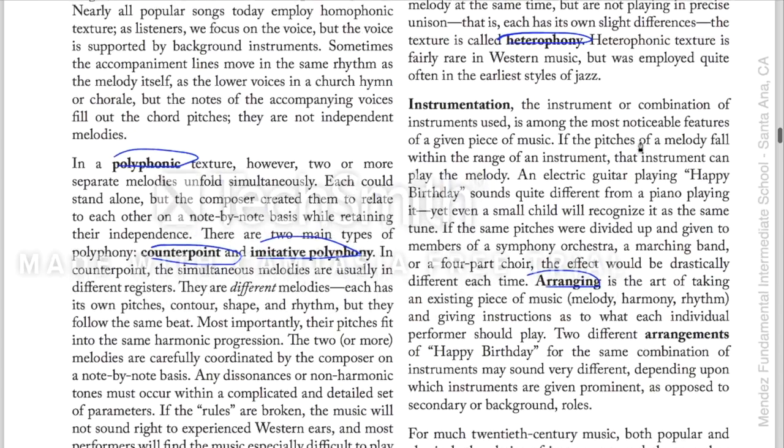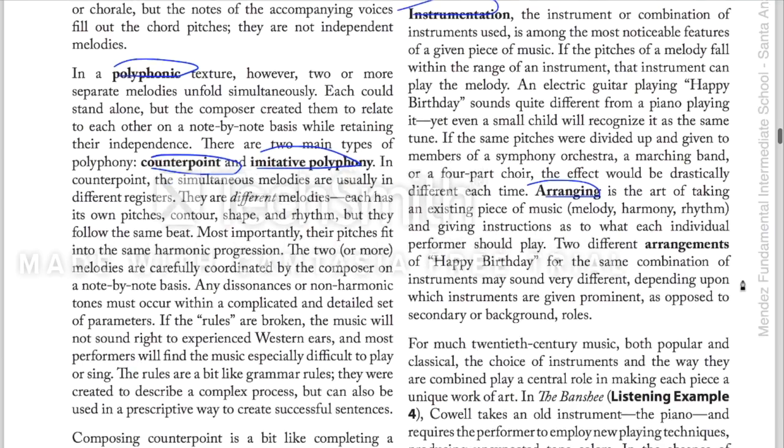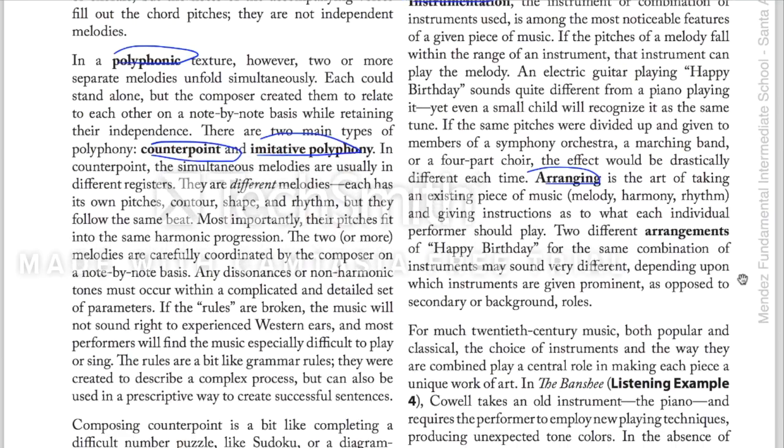Arranging is the art of taking an existing piece of music, melody, harmony, or rhythm, and giving instructions as to what each individual performer should play. Two different arrangements of Happy Birthday for the same combination of instruments may sound very different. So maybe you can have one part being sung and another part being played by a violin, and then one part being played by everyone together, and another part with more of an emphasis on the drums, and then another part with no drums, right? So that's the arrangement. It's arranging which individual does which part.